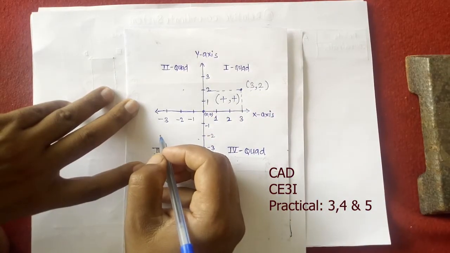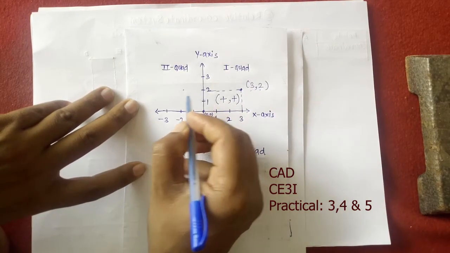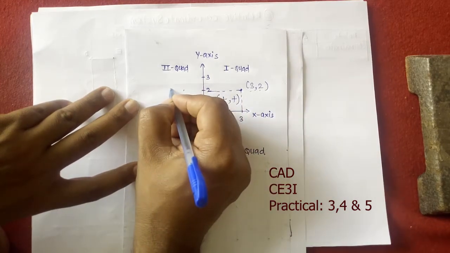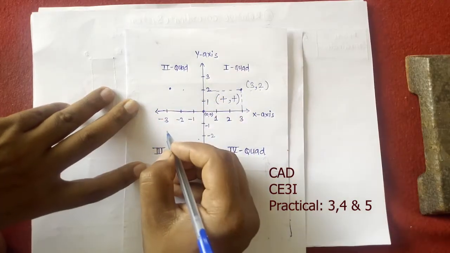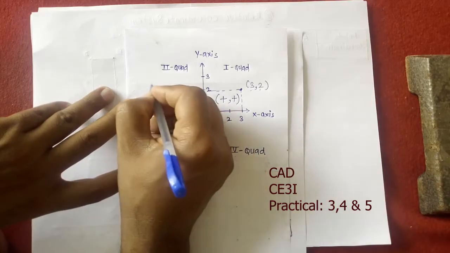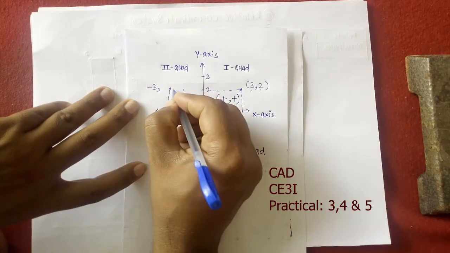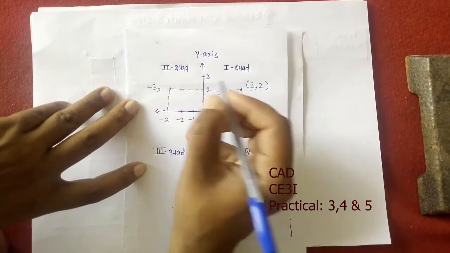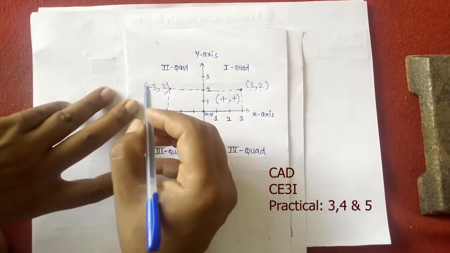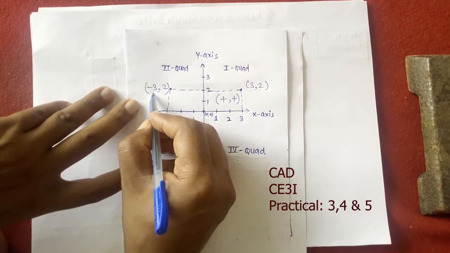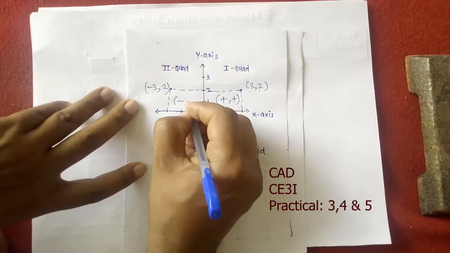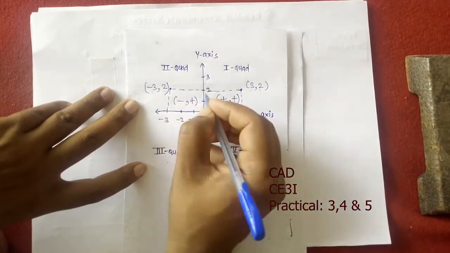In a similar way, let us take a point in the second quadrant and calculate the coordinates of this point. The x coordinate of this point is -3 and the y coordinate is 2. So from this you can understand, in the second quadrant the x coordinate is negative and the y coordinate is positive.